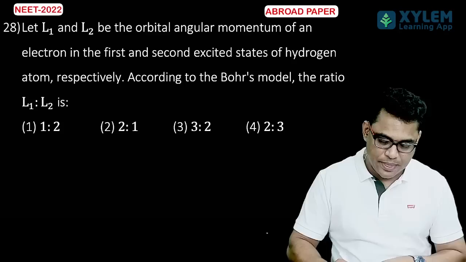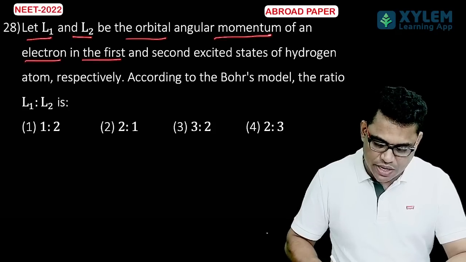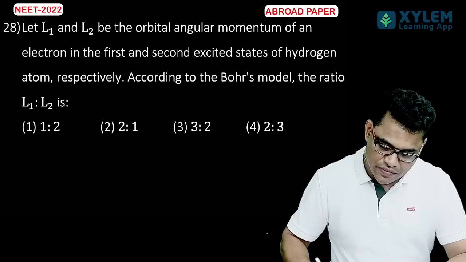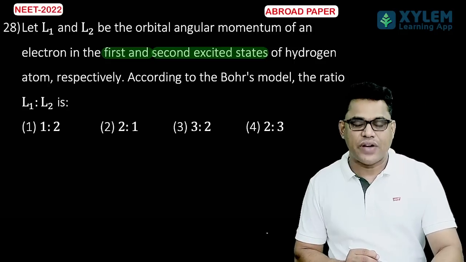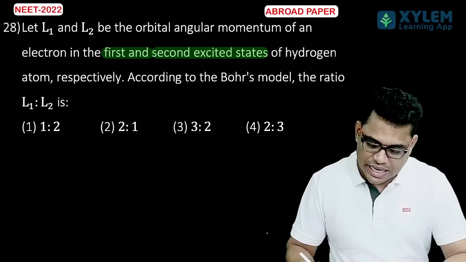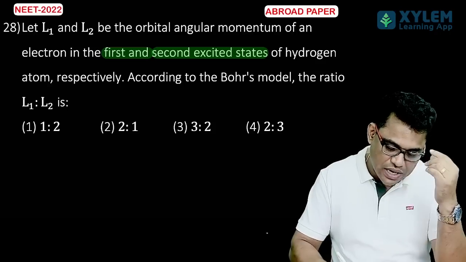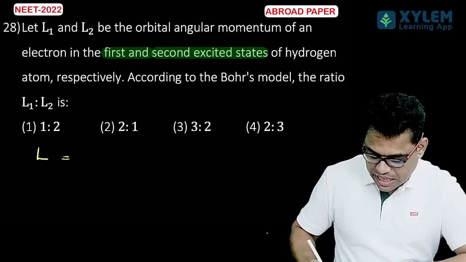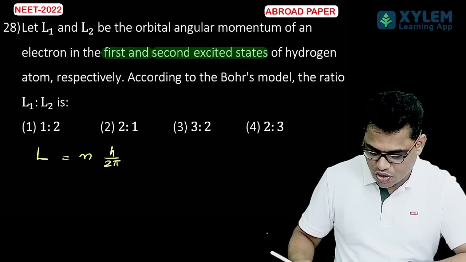27th question. Let L1, L2 be the orbital angular momentum of an electron in the first and second excited state of hydrogen. See, here it is given about excited states. Don't forget that. First excited state is the second level. Second excited state is the third level. What we want to find out is the ratio of angular momentum. You know, angular momentum is an integral multiple of h divided by 2 pi. This is known to you.